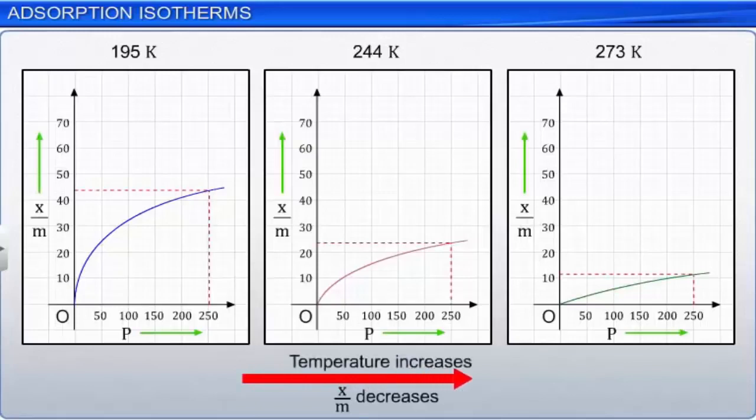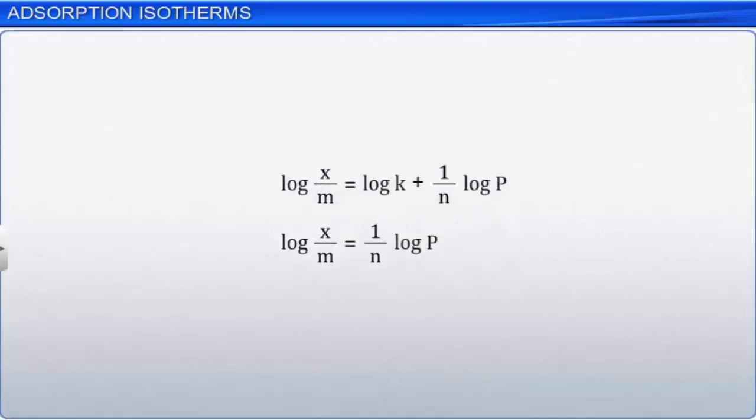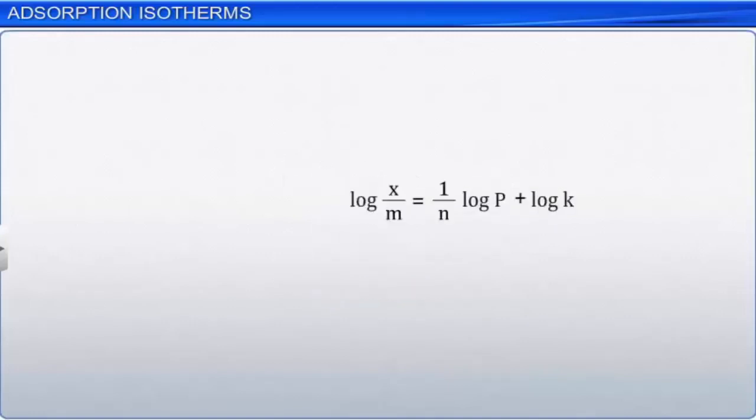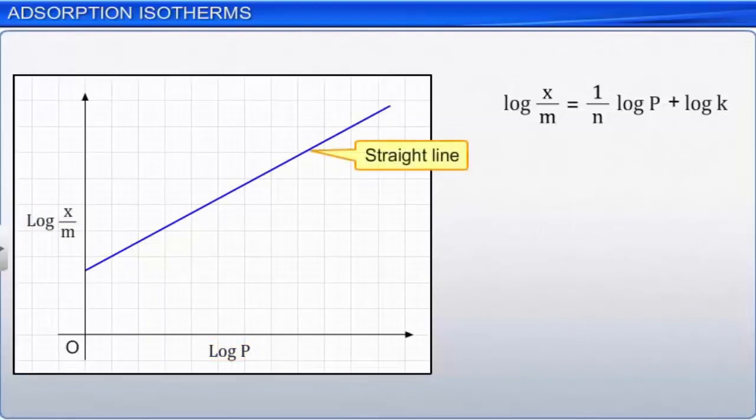The Freundlich adsorption isotherm can be validated by taking the logarithm of the isotherm equation. Taking logarithm of both the sides, the equation becomes log x by m equal to log k plus 1 by n log p. This equation corresponds to the equation of a straight line y equal to mx plus c. So, we plot a graph between log x by m and log p. If it is a straight line, then we say that the Freundlich adsorption isotherm is valid. Otherwise not.